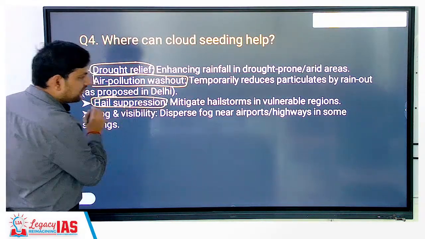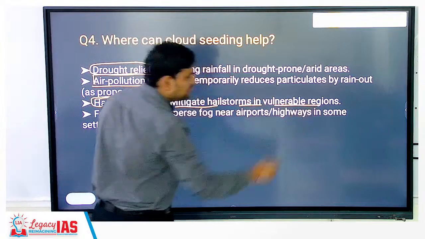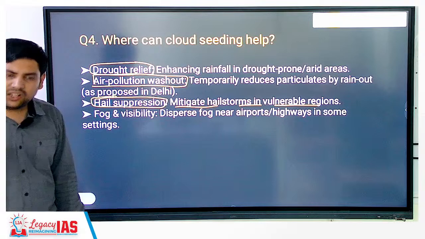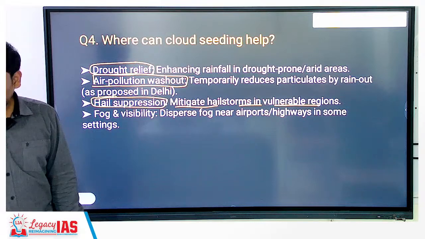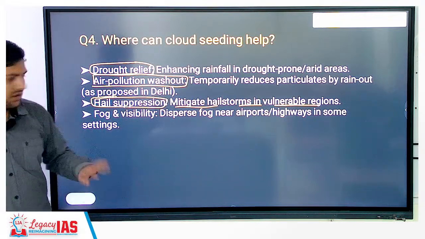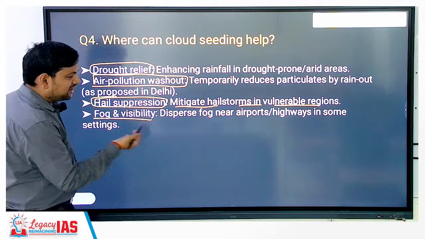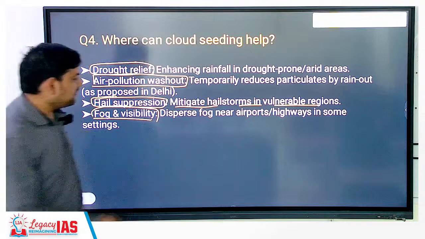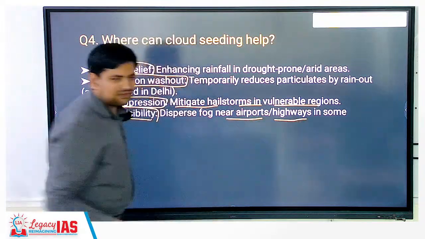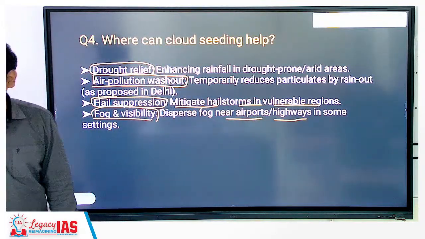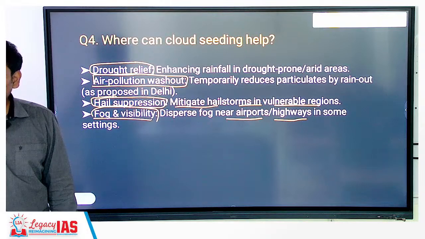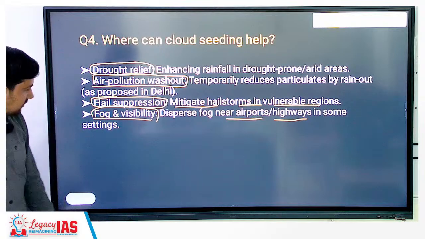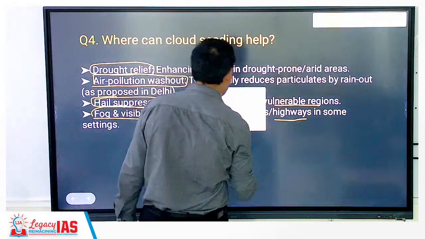Then hail suppression, that is, mitigating hailstorms in vulnerable regions. If there are conditions for a hailstorm, you can prepone it and release the pressure from the air droplets, so there is no hailstorm. Then fog and visibility, similar to air pollution, the same thing you can do. This can be done near airports or highways where navigation becomes difficult. If you know, flights get delayed or cancelled in North India during the winter months. This is where cloud seeding can help.